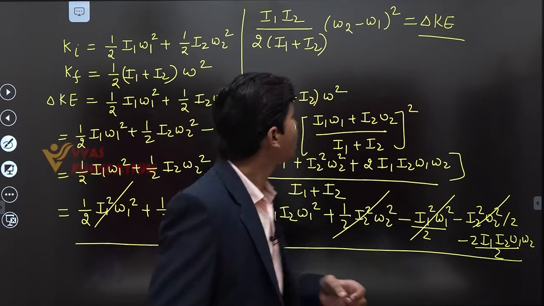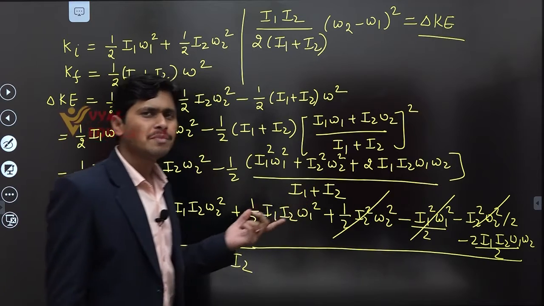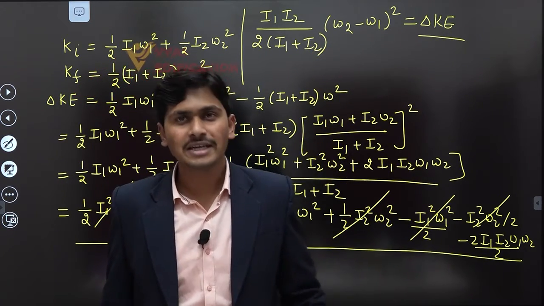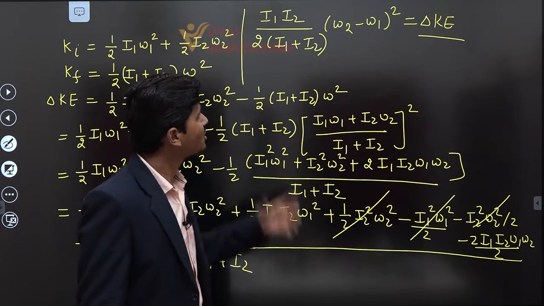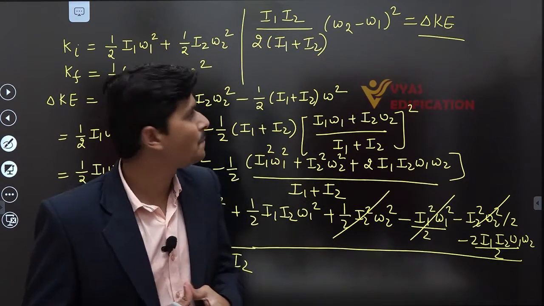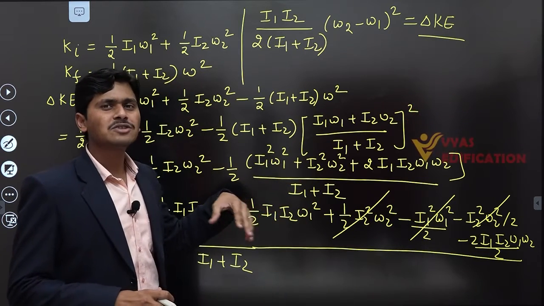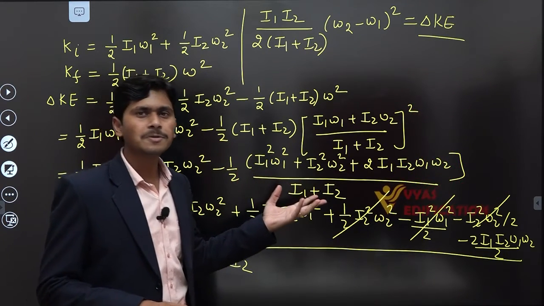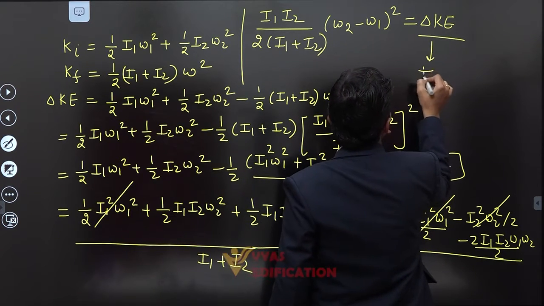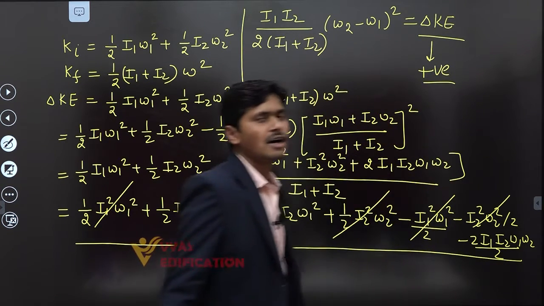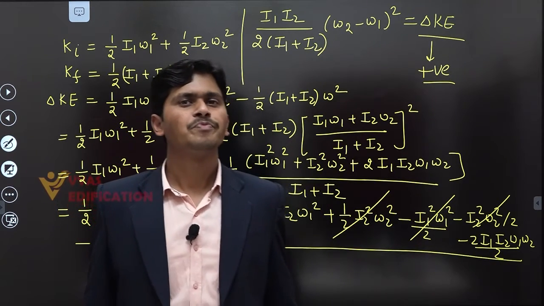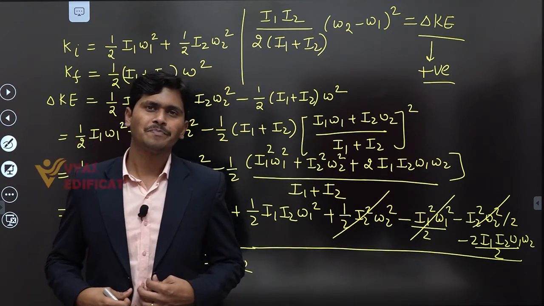So now we can say here I1 I2, I1 plus I2 are all positive, and we are getting here omega 2 minus omega 1 whole square, which means this is also positive. It means the loss that we are getting is positive, clear. So this indicates a loss of kinetic energy. So this indicates that initial kinetic energy is more compared to final kinetic energy. So why is this happening, clear.